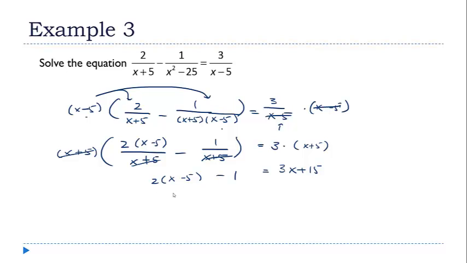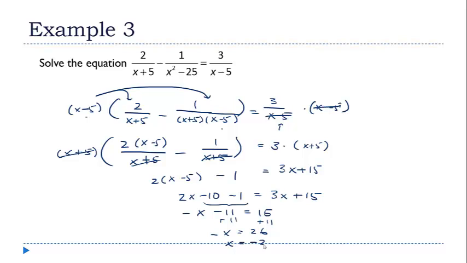If I distribute here on the left, this is 2x minus 10 minus 1 equals 3x plus 15. And if I subtract 3x from both sides, 2x minus 3x is minus x. This is minus 11 equals 15. Then I'll add 11 to both sides. Minus x equals 26. And multiply both sides by minus 1. x equals minus 26. And that's our final answer.